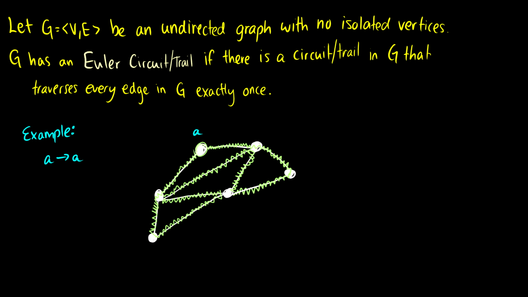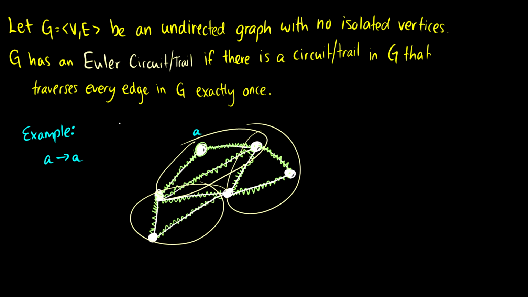In fact, what we had here was 3 triangles. When you have these 3 triangles, you can break it into separate triangles and then just loop around, go to the next one, loop around, go to the next one, and so on and so forth. So that is an Euler circuit.